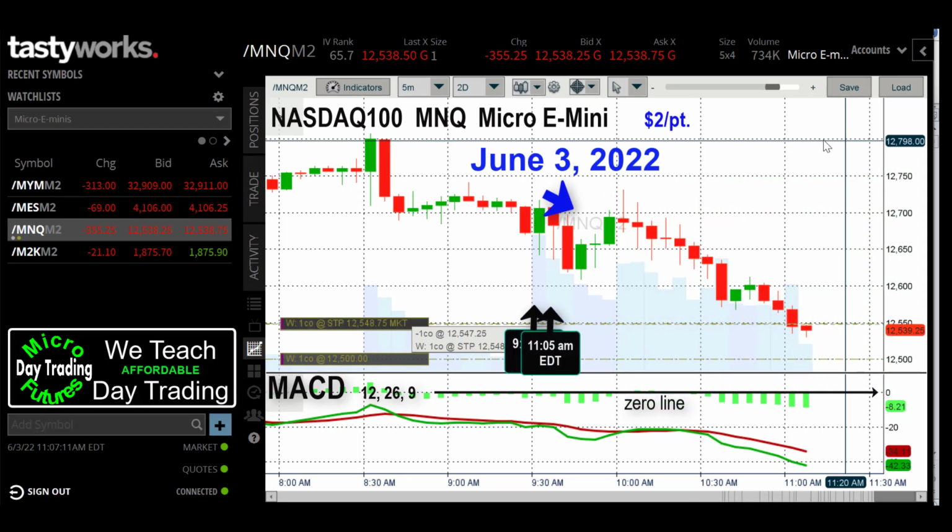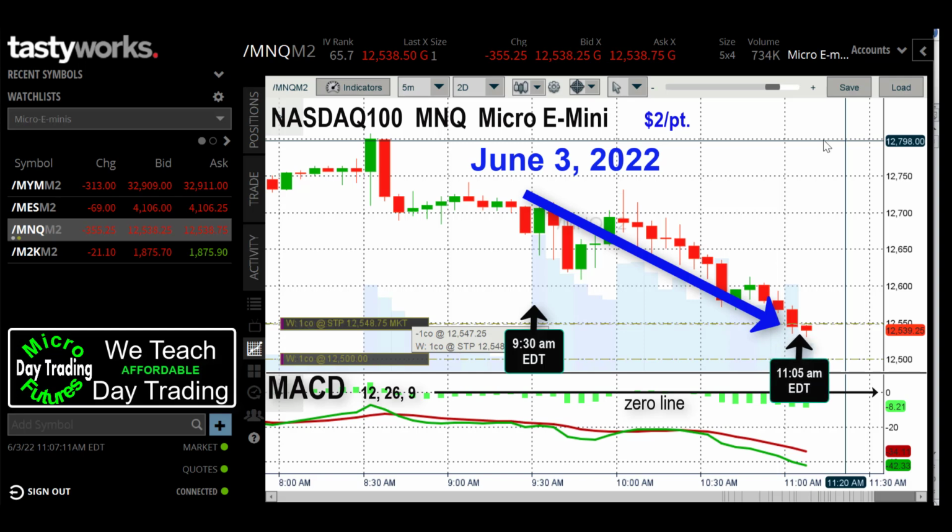I'm using Tastyworks, and I have everything all on one page. June 3rd, 2022 is the trade date. You can see the market opens at 9:30, and by 11:05, which is the time I'm going to enter this trade, I have the following setup on the page.